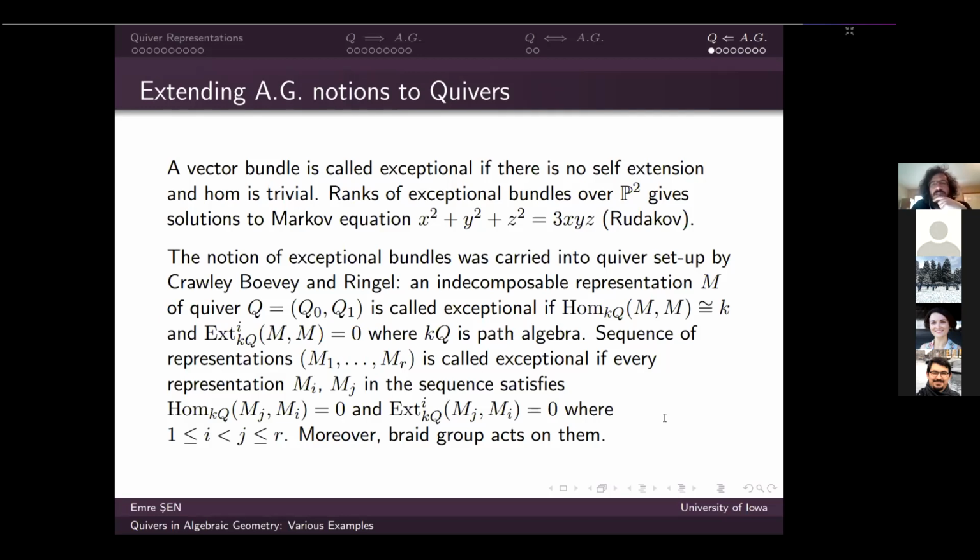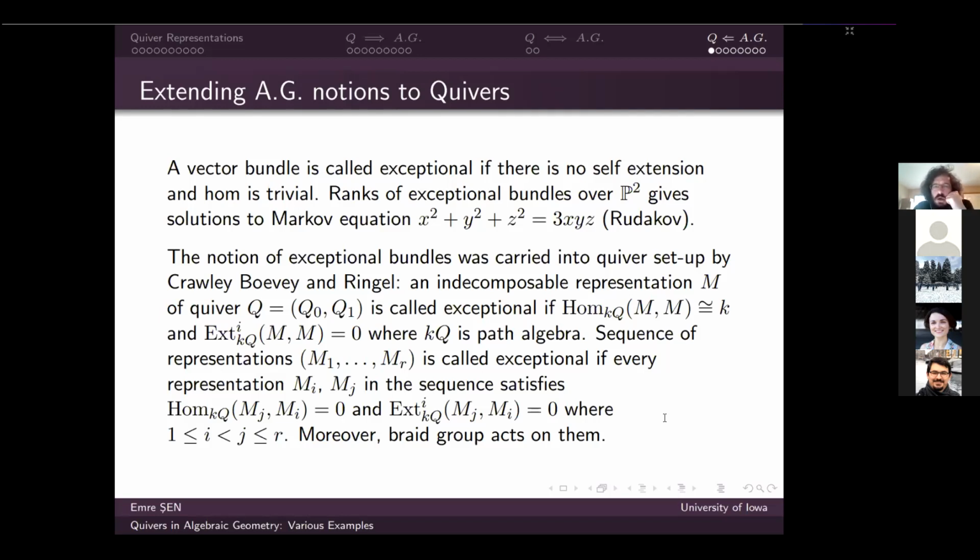A bundle is called exceptional if there is no self-extension. So Ext^1, the higher extensions are 0, and Hom is trivial. So it doesn't map onto itself, but Hom is just a k or the C, depending on your field. So Hom is trivial. And a nice, old, known result of Rudakov basically gives that ranks of the exceptional bundles over P2 are in one-to-one correspondence with the solutions of the Markov equation.